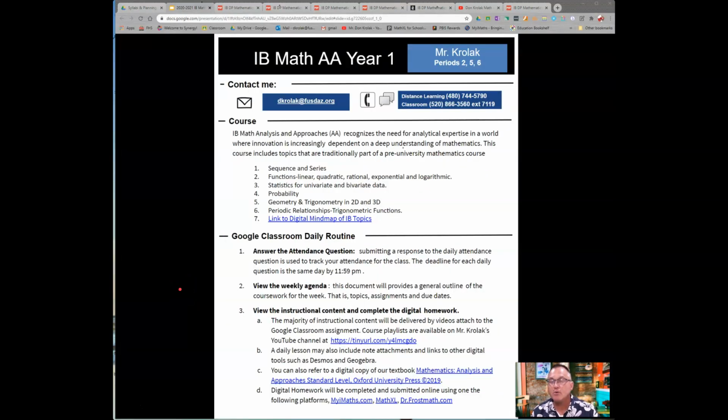Next, let's discuss how we're going to work together during this distance learning phase. All right, on your syllabus where it says Google Classroom Daily Routine. Each day you're expected to log into your Google Classroom for IB Math. There'll be an attendance question. Now that question, there is not a right or a wrong answer on it.